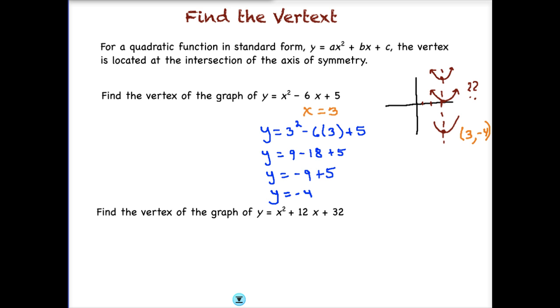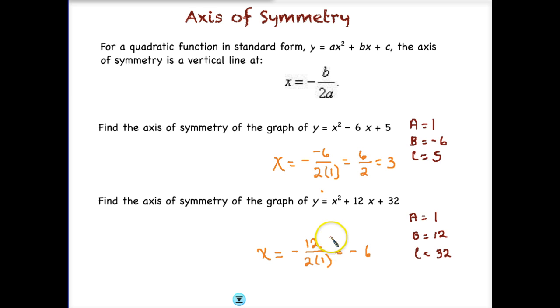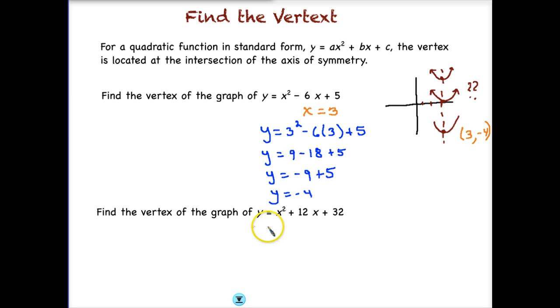Let's go ahead and apply what we learned to the second one. So if you want to try to find the vertex, go right ahead. Remember that our axis of symmetry for that one, we found that to be -6. So I'll go ahead and write that in there. X equals -6. So we can use that. Go ahead and see if you can find the y value.